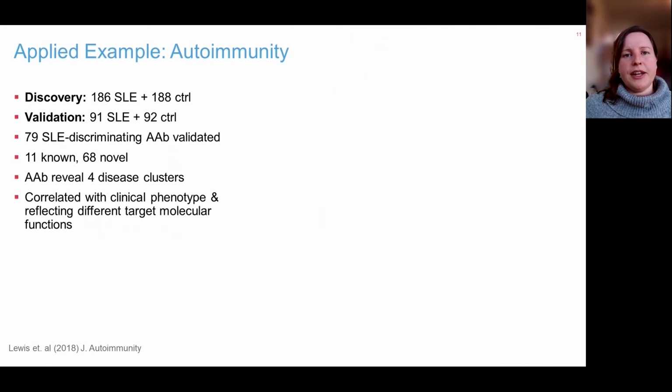Okay, so now that I've told you in theory how they can be used, let's quickly look at a little applied example in the autoimmune space. So in 2018, Lewis et al. looked at a large discovery cohort of nearly 200 lupus patients and 200 controls, as well as a validation cohort of nearly 100 lupus patients and 100 controls. Using these cohorts, they identified and validated 79 lupus discriminating autoantibodies, of which 68 were novel. These antibodies were also able to reveal 4 disease clusters with subgroups.